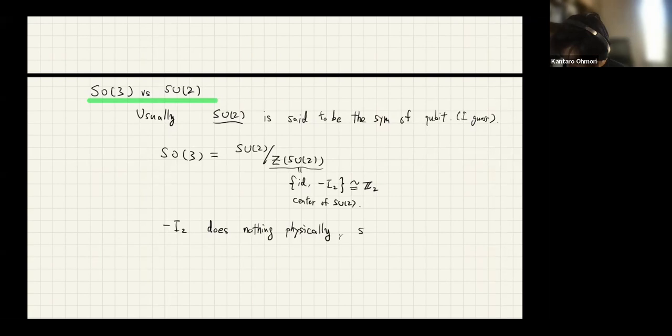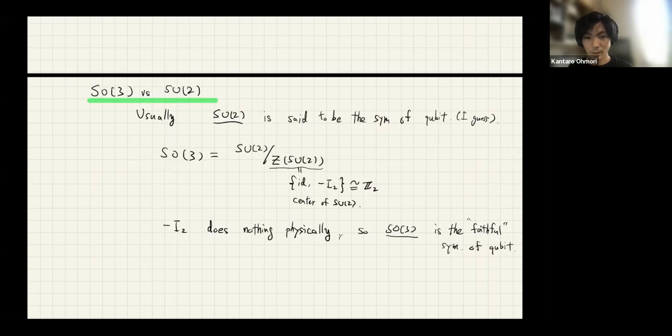So SO3 is the faithful symmetry of the qubit. The faithful means that it doesn't have anything extra.